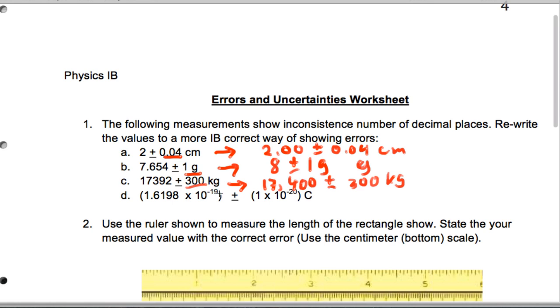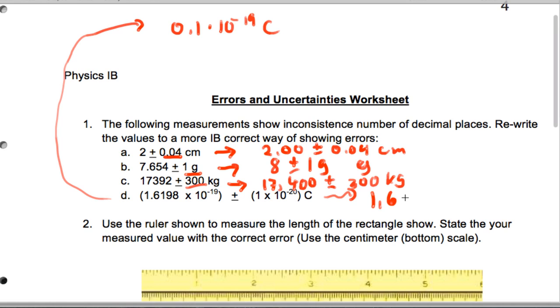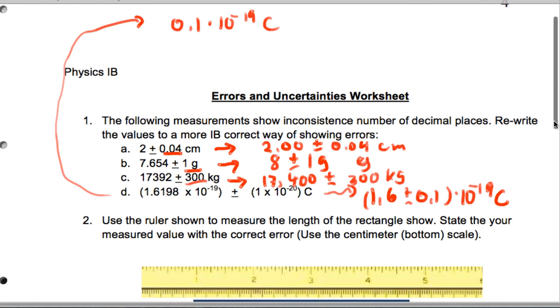Now for this last one, we're in scientific notation, so let's just take this up here and do a little thinking. So 1 times 10 to the negative 20th is the same as 0.1 times 10 to the negative 19th. I'm just making that observation because the way I'm going to write this one is it's going to be 1.6, I'm going to drop the rest of those digits, plus or minus 0.1 times 10 to the negative 19th degrees Celsius. All right, so that's problem number one.